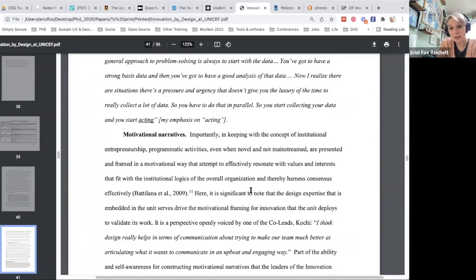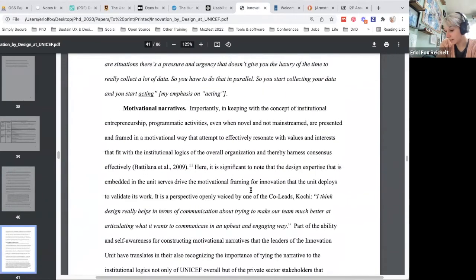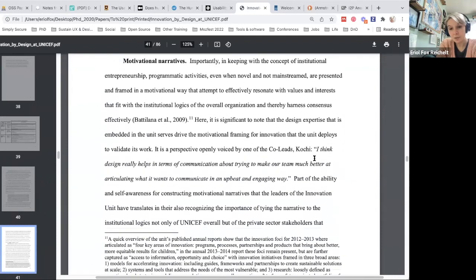There is then a quote just from a co-lead person saying, I think design really helps in terms of communication, about trying to make our team much better at articulating what it wants to communicate in an upbeat and engaging way. So this is more talking about design in relation to innovation, not really open source, but the assumption that I'm making is that because the framing is with this open source tool, Rapid Pro, these design insights into the innovation process apply to the innovation process of that open source software tool.